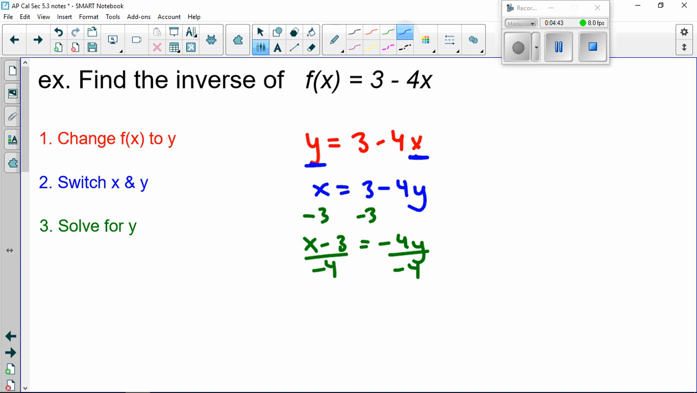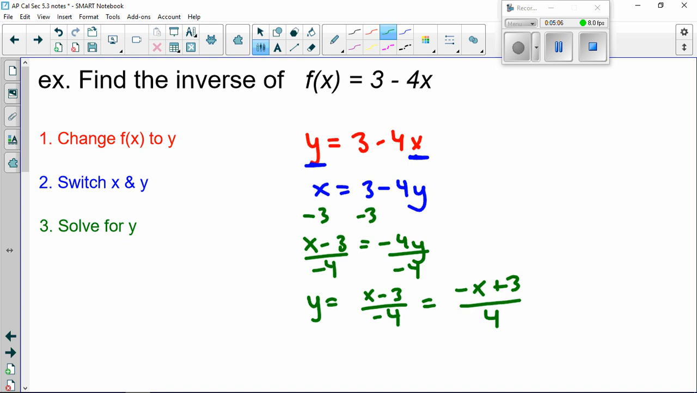When you divide by -4, just keep in mind that you could leave this as y equals (x minus 3) to the -4, but most often that negative is either going to come out front or it's going to distribute to both of the terms on the top. So we might have (-x plus 3) over a positive 4. That's how you'll most often see it.